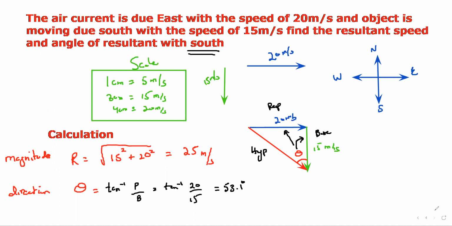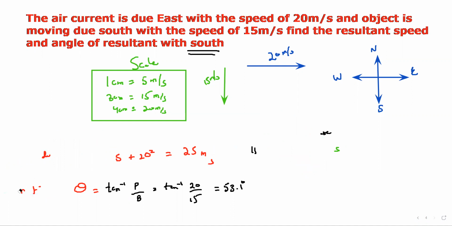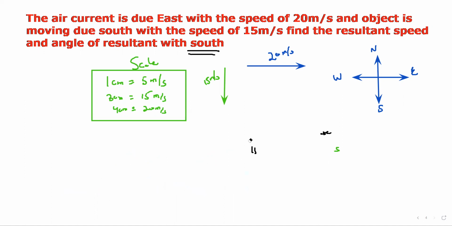But what if we want to solve this by a scale diagram? We will solve the same question, but now with a scale diagram. In a scale diagram, we select a proper scale, as we already did in the beginning: 1 centimeter is 5 meter per second. So 15 meter per second is 3 centimeter. Here you can use a triangle. It's up to you, any method can work. You can use a triangle method, or you can also use a parallelogram method.